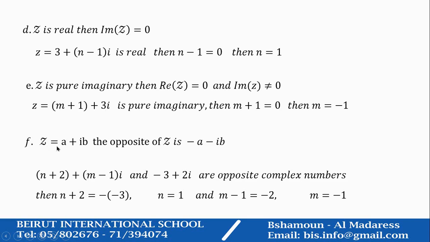The opposite of Z, which is a plus ib, is minus a minus ib. This complex number is opposite to this complex number. Application: this complex number and this one are opposite. Then we deduce that m plus 2 equals minus minus 3, you wrote it here, and m minus 1 equals minus 2, we wrote it here. Then you solve for the unknowns.